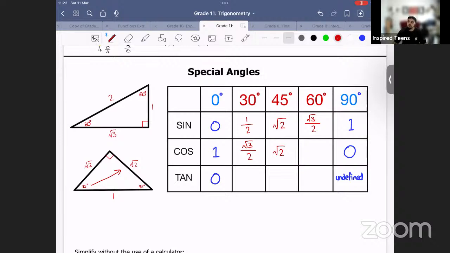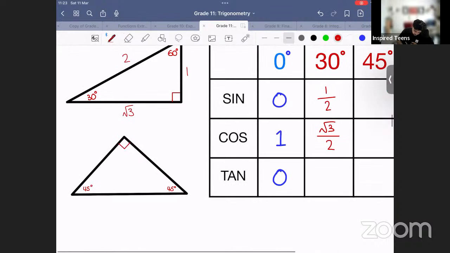Let me just double check something, sorry. Yes, this is incorrect. Sorry, it's not root 2 and 1, it's 1 and 1 and root 2. Let's just fix that. 1, 1 and root 2 here. You don't have to know these triangles. You just have to know the special angles. I just put in the triangles to maybe make you understand where it comes from or understand it better.